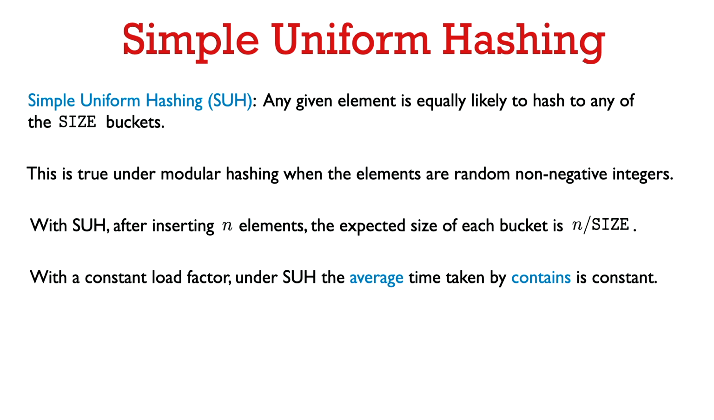So let's look at a single bucket under the simple uniform hashing assumption. Each element inserted into the hash table has probability 1 over the number of buckets, which we're calling size. So 1 over size probability to end up in this bucket. So after inserting n elements, the expected number of elements in this bucket is n divided by size. Typically, we're going to choose size to be something like 2 times n to achieve a constant load factor. So when you do this, then you can show that the average time taken by the contains function under this simple uniform hashing assumption is constant.